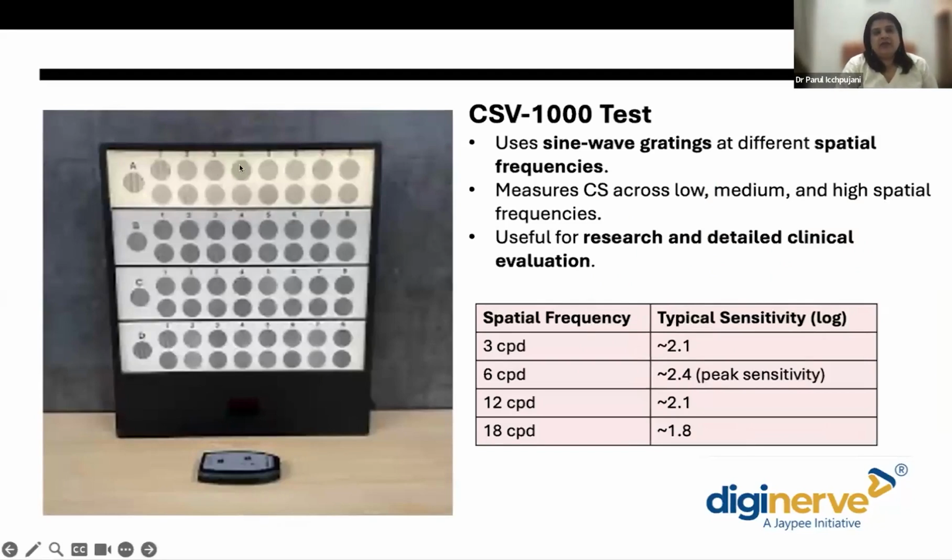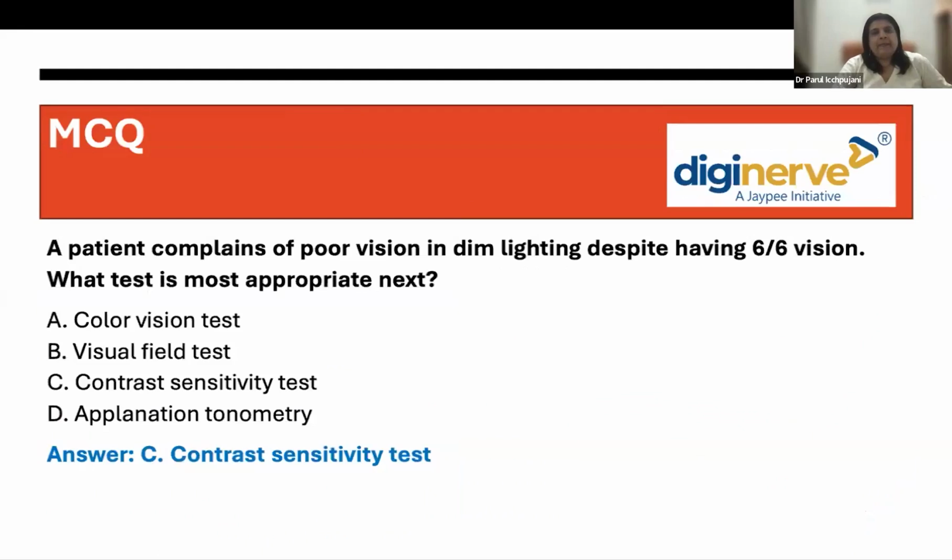You can see here also there are different types of circles with sine wave gratings of different lines in different panels. So here we are checking low, medium, and high spatial frequencies. This is more used for research, or if you're going into too much detail of a clinical evaluation. It checks 4 types of spatial frequencies: 3, 6, 12, and 18 cycles per degree.